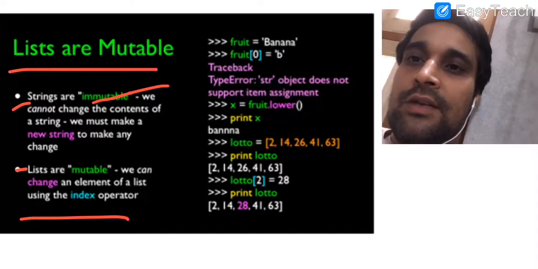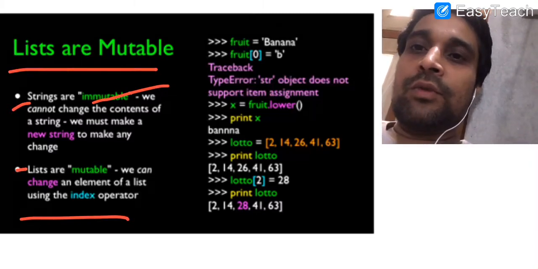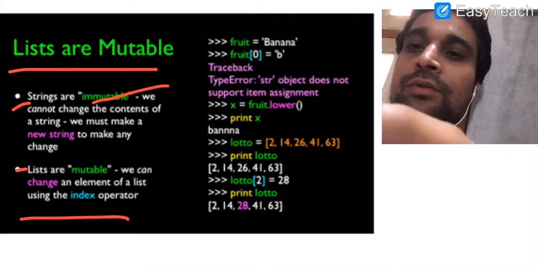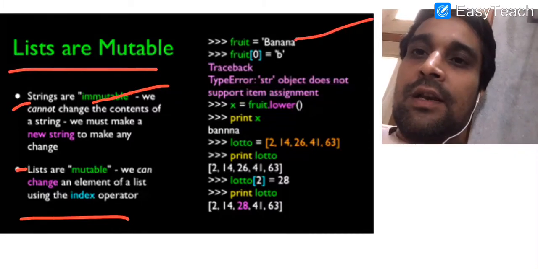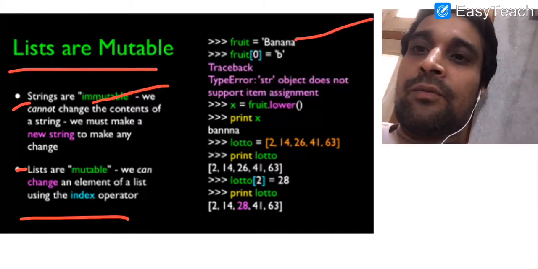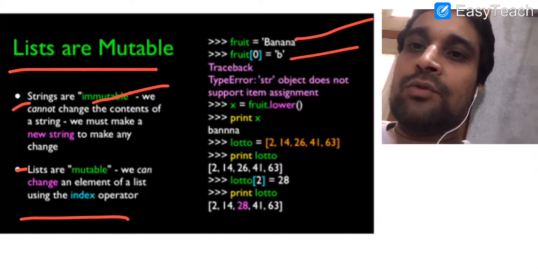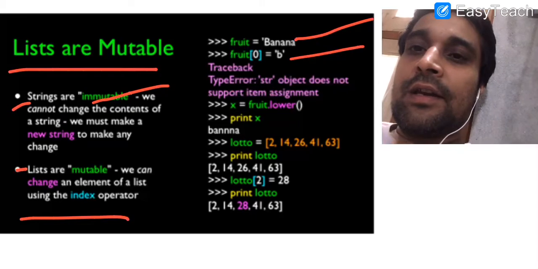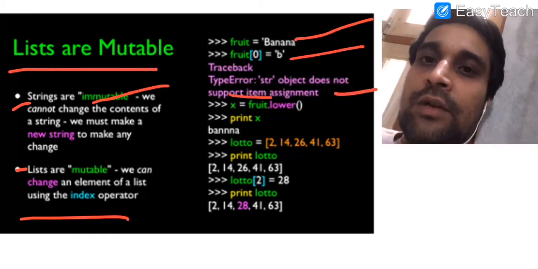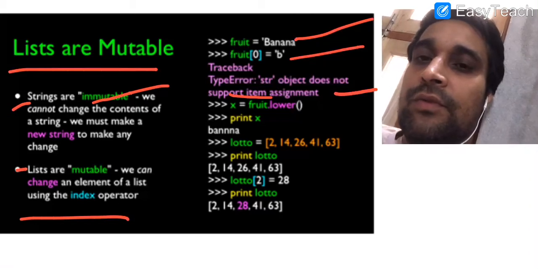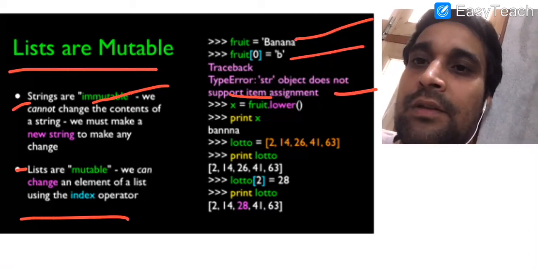Here in our example you can see we have created a string. The name of the string is fruit, and it contains the value banana, and we want to modify the value stored at index 0 from capital B to small b. Then we get the error that string object does not support item assignment, that you cannot modify individual elements of the string because strings are immutable data types in Python.